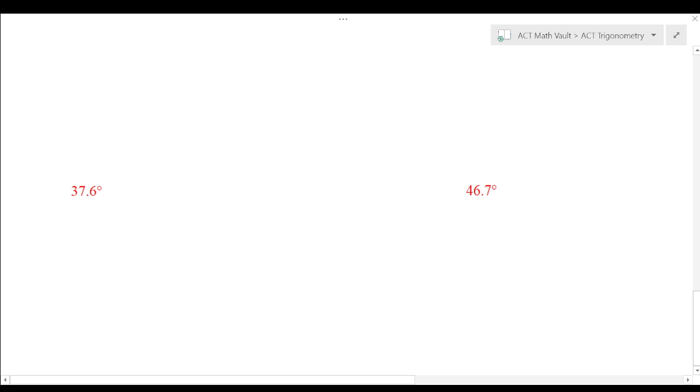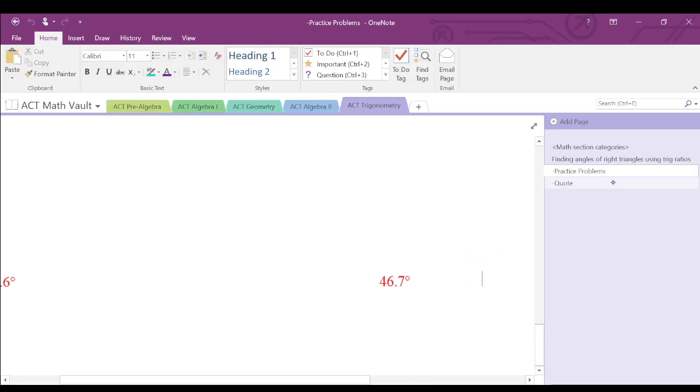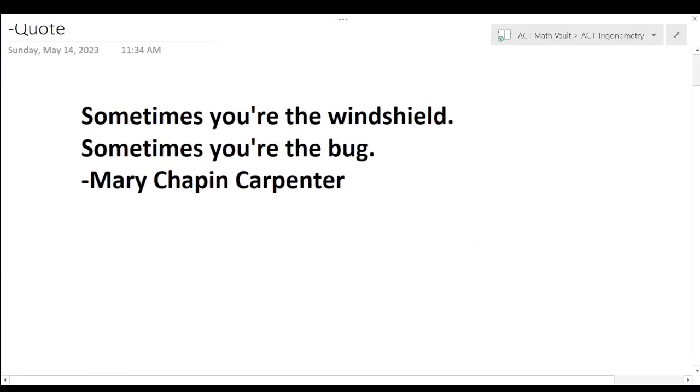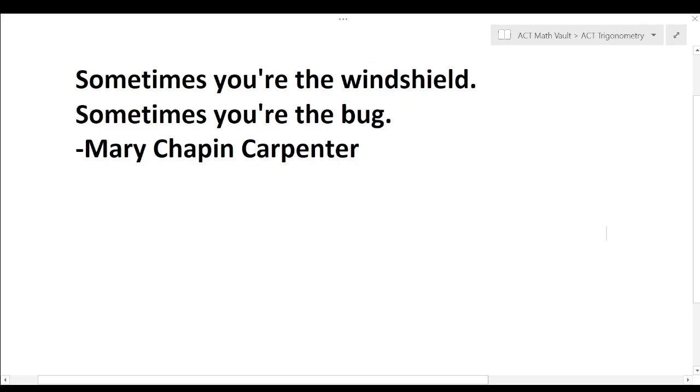Okay, there they are. So I will leave you with a quote. I think about this one a lot. Sometimes you're the windshield, and sometimes you're the bug. I think about this whenever I need a dose of humility or just some perspective that things don't always go how you want them to. Sometimes we are the bug.